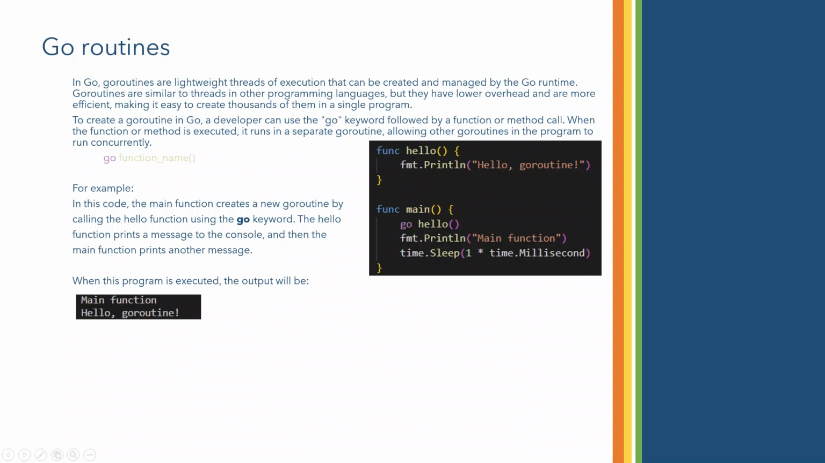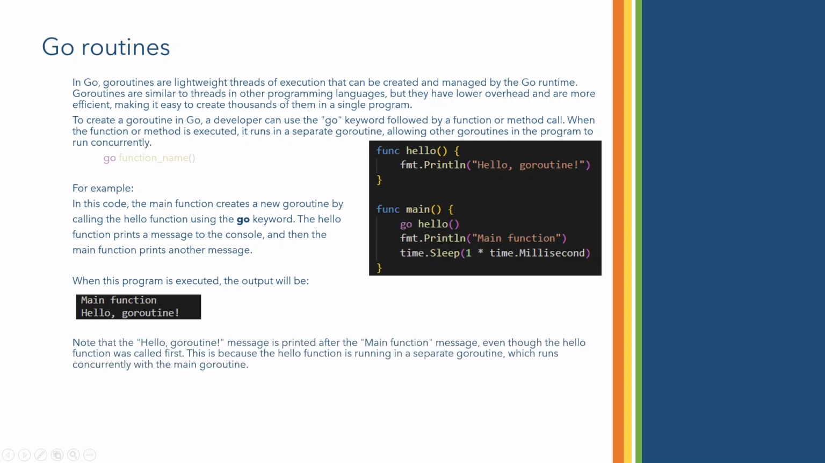So the program output will be like this: the main function message will be printed first, even though we are calling the hello Go routine function first, and then the hello Go routine message will be printed. Note that the hello message is printed after the main function message, even though the hello function is called first.